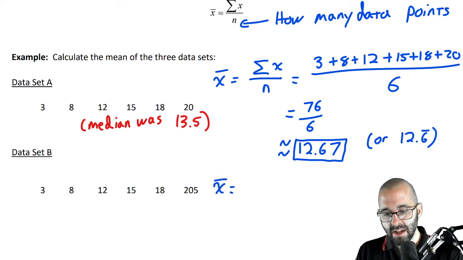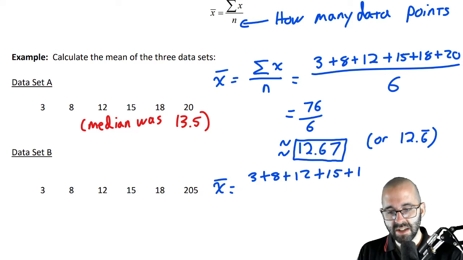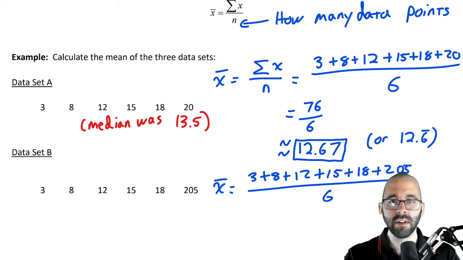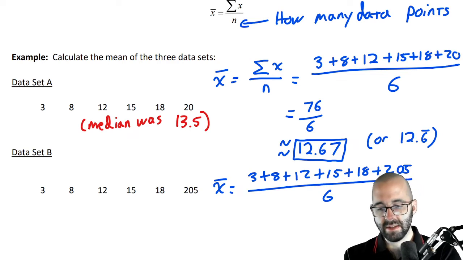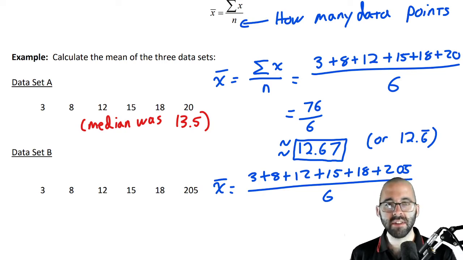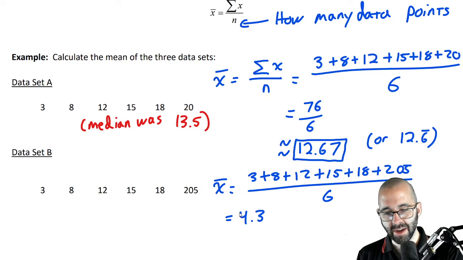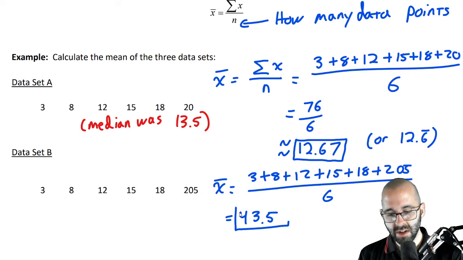Just like before, x bar is 3 plus 8 plus 12 plus 15 plus 18 plus now 205, still all divided by 6. We type that into a calculator again, and we're going to get that this is 43. Whoa, that's not how you write numbers. Nice try. 43.5 is the mean now.